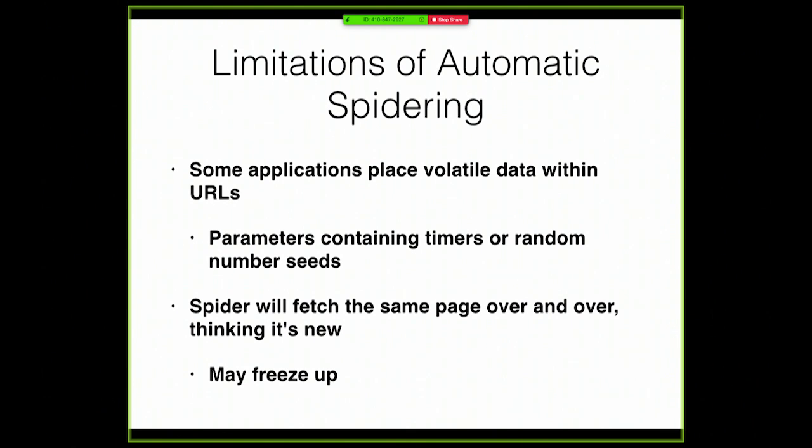Some pages put data in the URL that changes but doesn't really change the result, like a timestamp. So you load the page with a timestamp in the URL, then you load it with a different timestamp in the URL. It's still the same page. The spider will load it over and over, thinking those are all different pages. So it will freeze up and give you a million copies of a boring page.